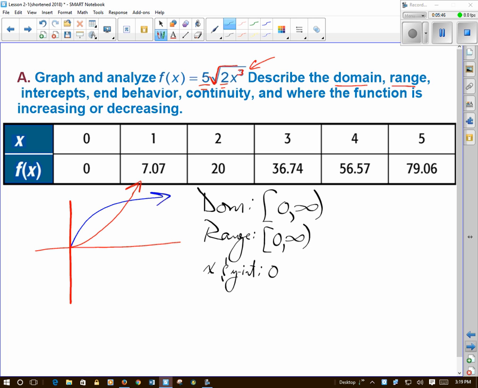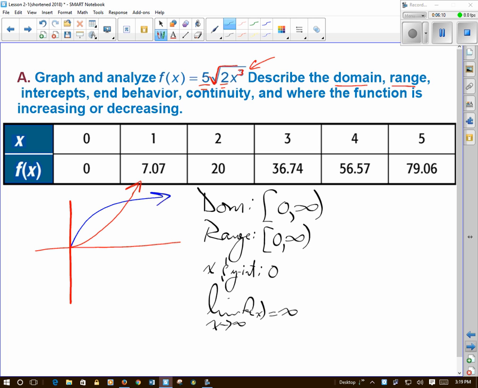The end behavior, nothing to the left, so we look to the right. The limit as x goes to infinity of this function is infinity. Now notice, whether I'm looking at the red graph here or the blue, it doesn't make any difference to any of these things.